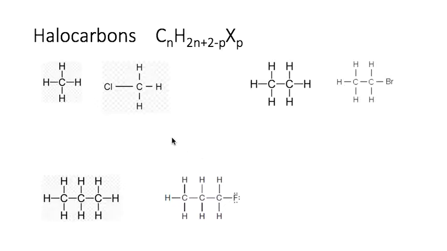If you've got a chlorine or other halogen on there, I want you to notice that it just replaces the hydrogen. So instead of it being 2n plus 2, I took away some number of them because I had halogens on there. If there's 1 chlorine, then there'll be 1 less hydrogen than you might expect. If there's 2, then 2, etc.